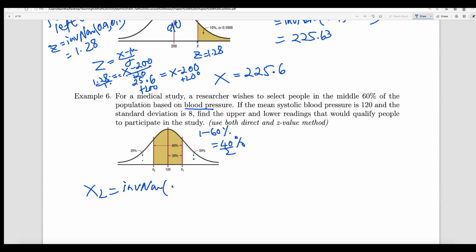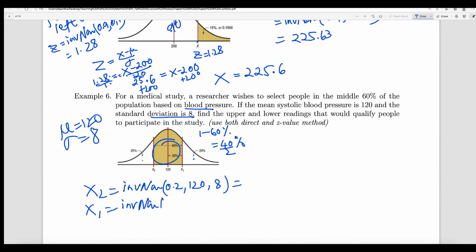What is the left area? It is 0.2, right? And then mean is 120, sigma is 8, standard deviation is 8, mu is 120, and sigma is 8 here. That is for x2. And for x1, what is the left area? This is 60%, plus 20% is 80%. Inverse norm 0.8, 120, 8. If you do that, you will get the x1 value.